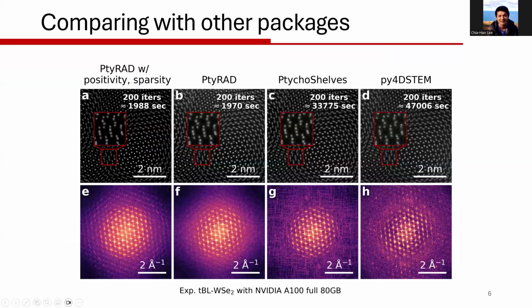So here's some quick results that are also adapted from the archive paper. When we compare with other packages, you can see that PtyRAD in the first two columns actually shows comparable or better results given the tested condition, but in a fraction of the time. So in this case, you can see that we're actually 10 to 20 times faster than other packages when we tested on a high-end A100 NVIDIA GPU.